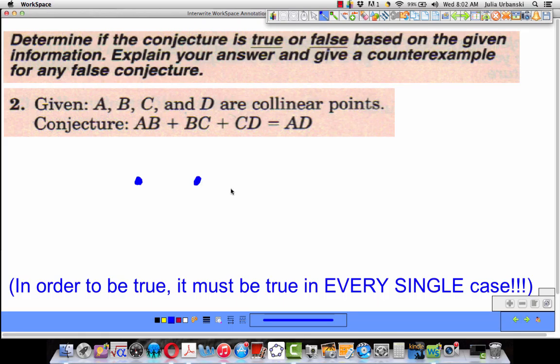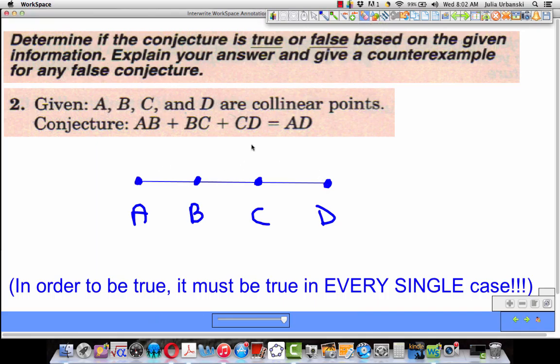A, B, C, D. If you wrote it one way, A, B, C, and D, then it would seem to be true. AB plus BC plus CD equals the whole thing from A to D. But there's nothing here saying that they have to be written in order. What if you did this? A, B, D, C. Now it's not true.